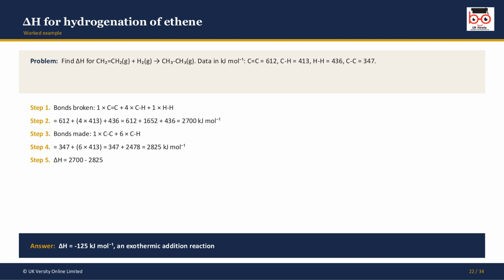Making bonds, we form 1 carbon-carbon single bond and 6 carbon-hydrogen bonds. 347 plus 6 times 413 comes to 2825. So delta H is 2700 minus 2825, which is minus 125 kilojoules per mole, a nicely exothermic addition reaction.